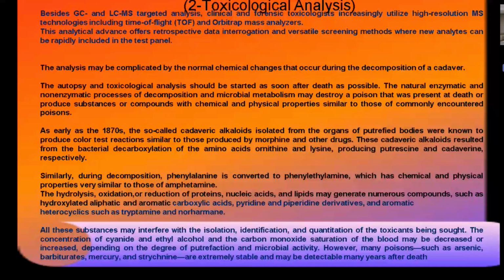But in some cases like arsenic, barbiturates, mercury, and strychnine, they are stable, and they can still be detected after many years of death. So it depends upon the type of poison or toxicant. It might be broken down into some other metabolite, or it might be stable as such after many years. Being toxicologists, we should know which toxin is there, or which has decomposed or changed.